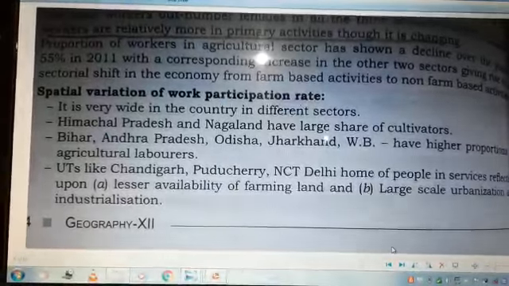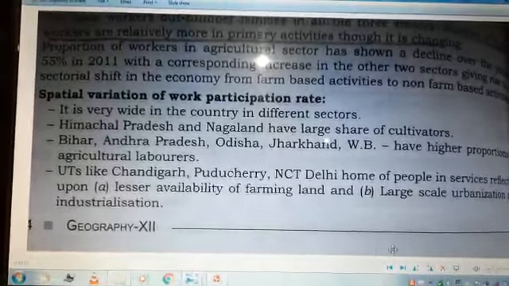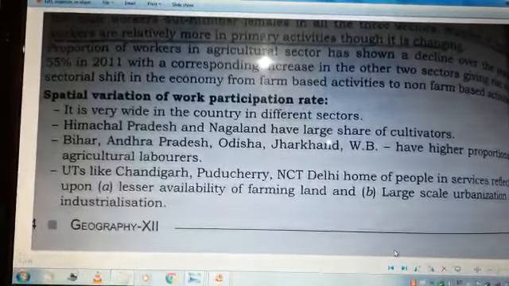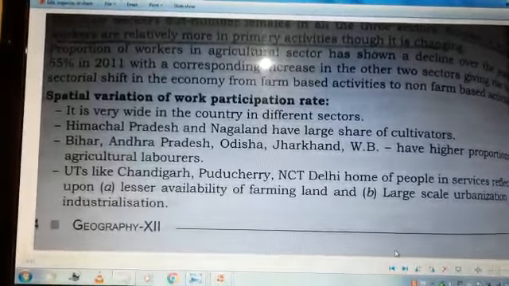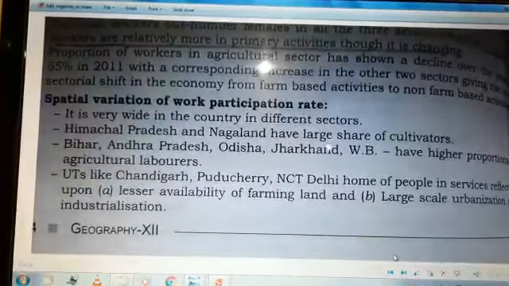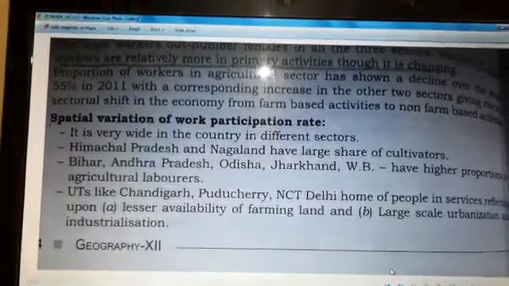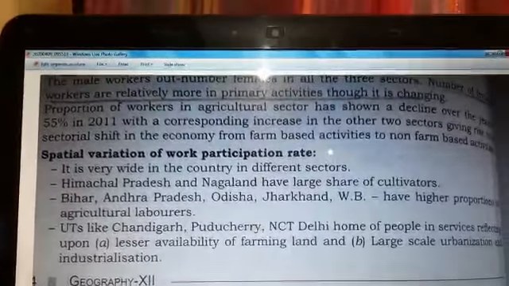So today students, we have discussed spatial variation of work participation, and we have discussed about working population, right? I hope you have understood this topic very well. Kindly read this topic from the book.